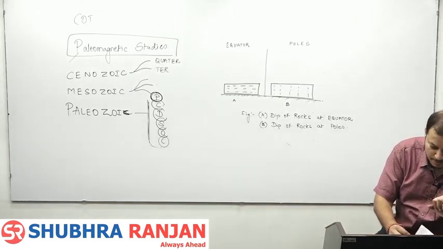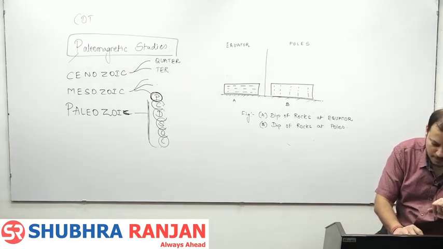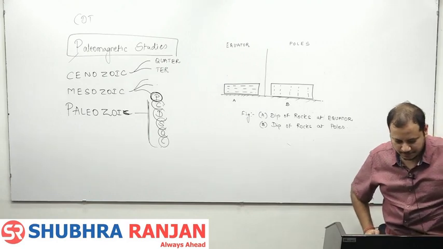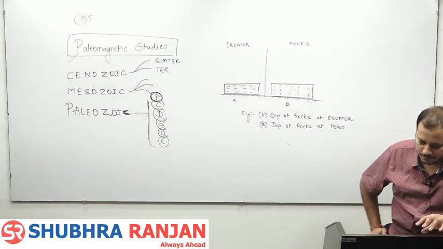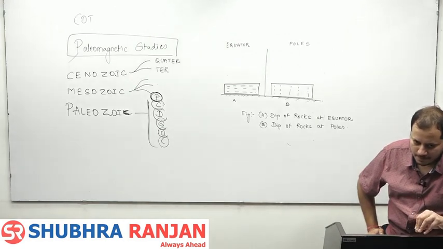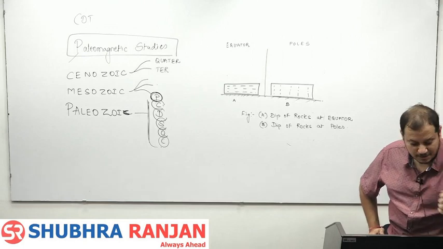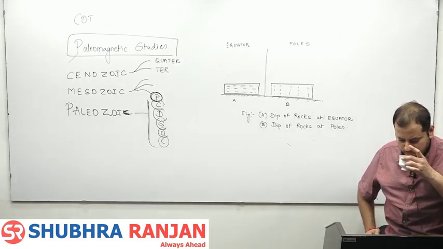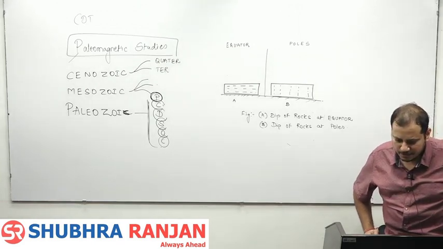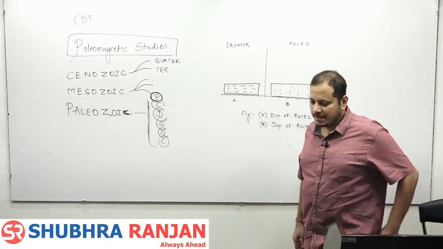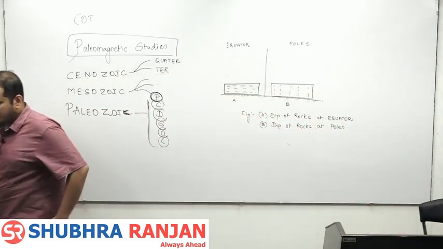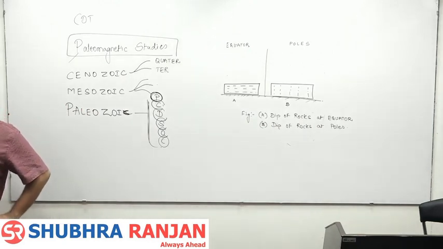Now the study of the past magnetic properties of the rocks shows that there are some parts of the world which today are near the polar regions, but have parallel magnetic dip.